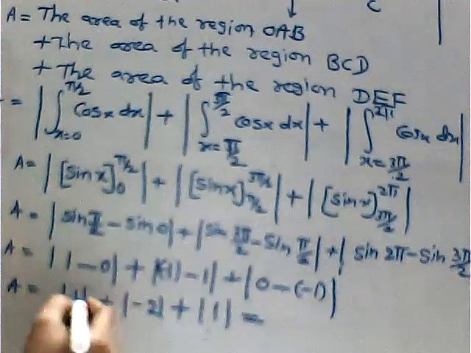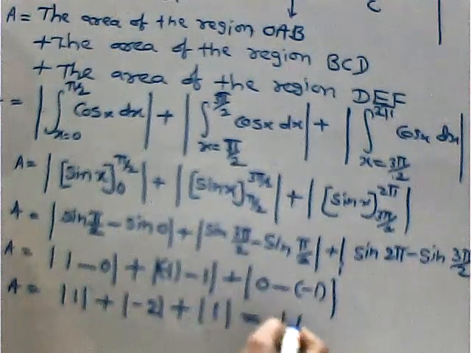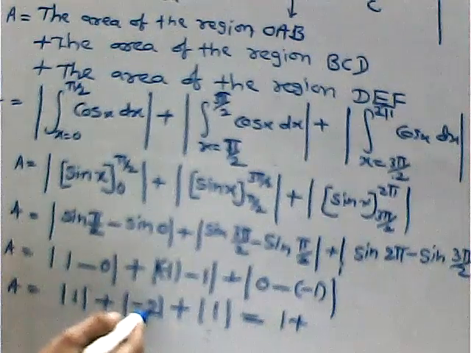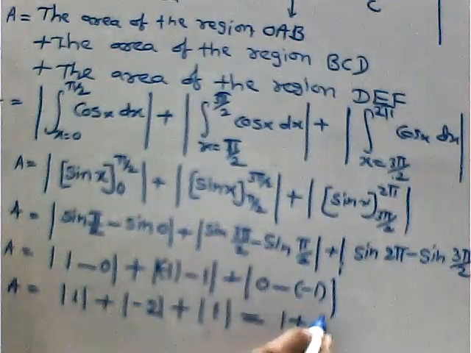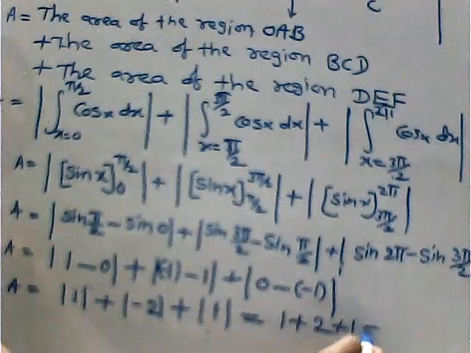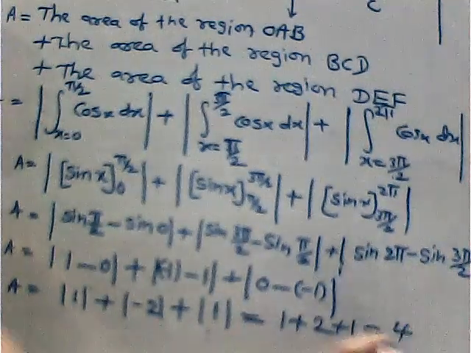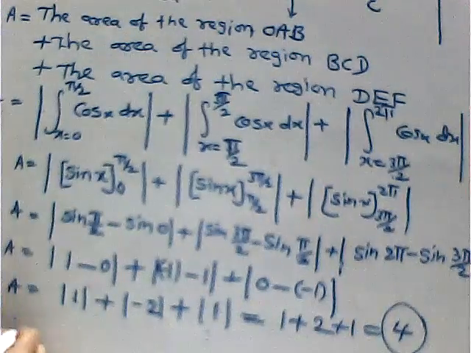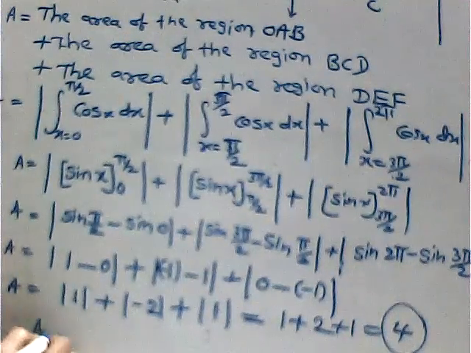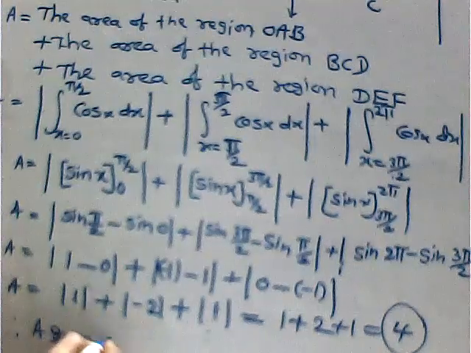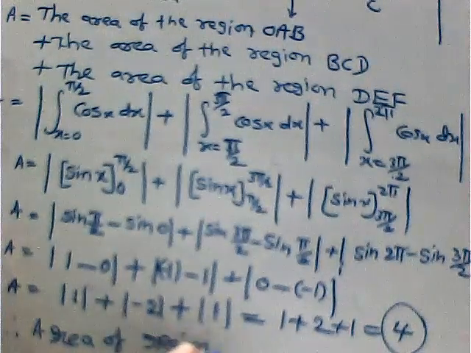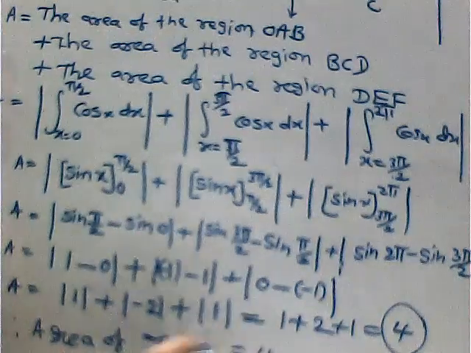That is equal to 1 without modulus. Minus or plus, they take the positive value now. So 1 plus 2 plus 1 is 4. So our required answer is 4. Therefore, A, the area of the region, is equal to 4 square units.